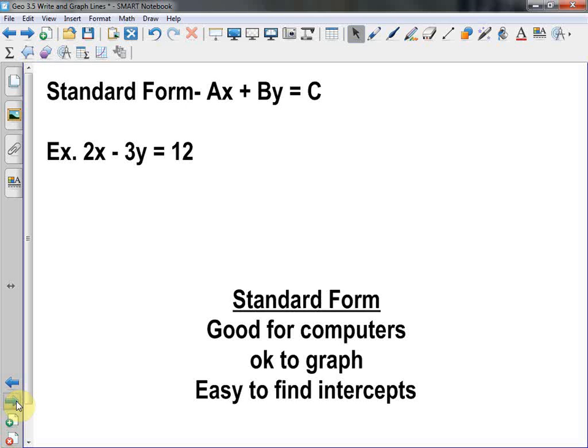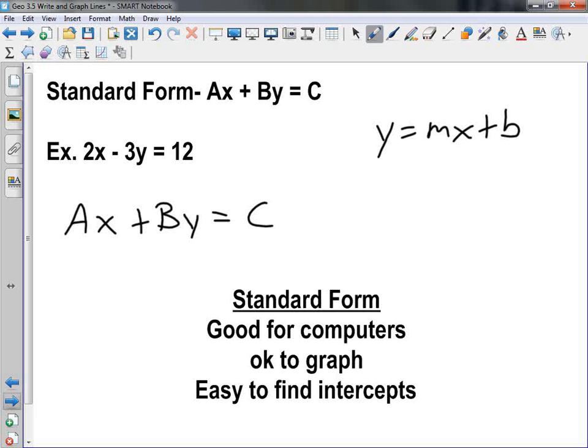Okay. They're okay to graph. They're not as easy as slope-intercept form, but they're all right to graph, right? And they're easy to find the intercepts. So that's why we use standard form. To compare, slope-intercept form has y by itself, right? Standard form has variables on one side, numbers on the other, because c is going to be all our numbers.